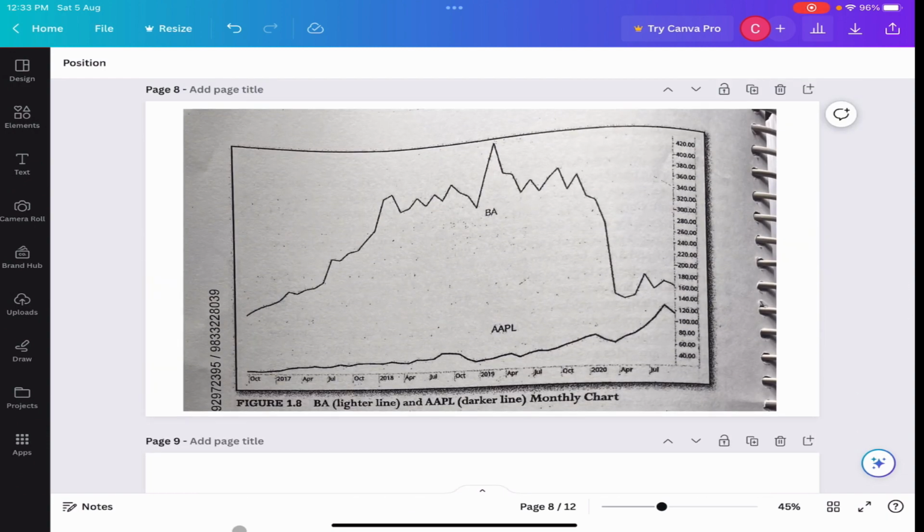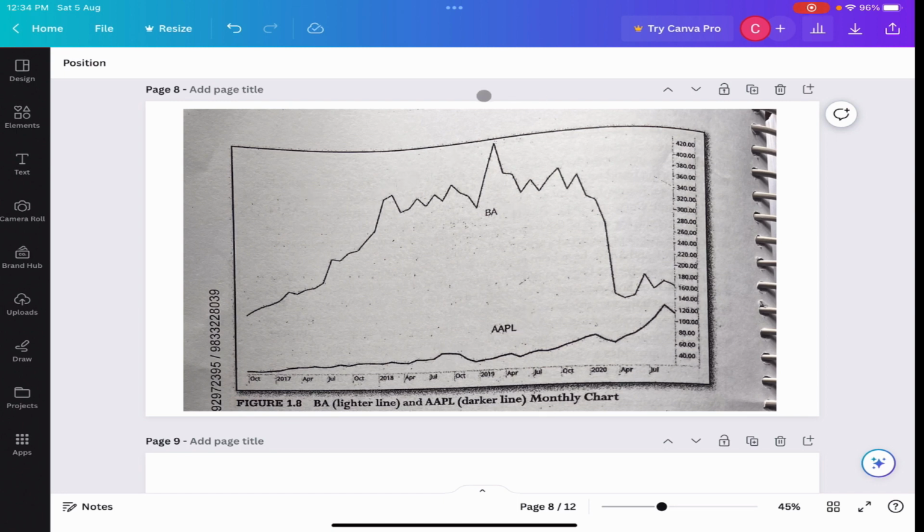Now let's look at this chart. Now I'm comparing BA, another stock, with AAPL, which is Apple. So are they related? They are not related at all. Here my BA is moving like this. It went up, then it was consolidating and then it came down. Whereas Apple has been steadily rising. So in this chart we can see that these two stocks are not correlated. They do not have any kind of relation between them.